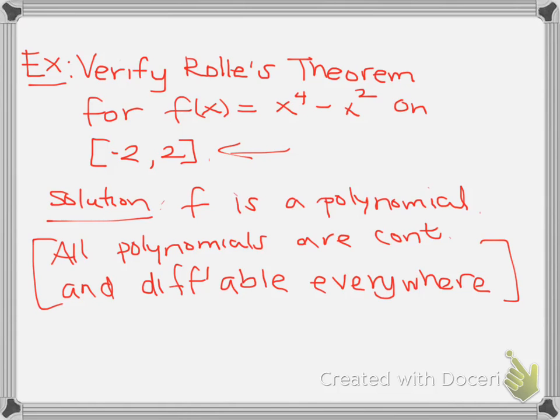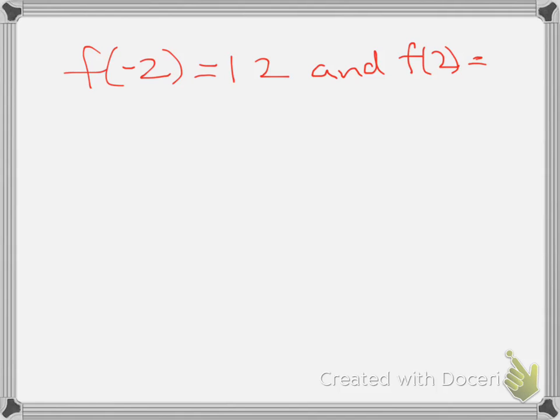The third thing we need to check to see is, is f of negative 2 equal to f of 2, right? Because that was that third condition. F of a has to equal f of b. All right, well, I'm going to leave it to you to do the work, but f of negative 2, I believe, should be 12. And we plug in f of 2, that also should give us 12, okay? So we just verified those three conditions.